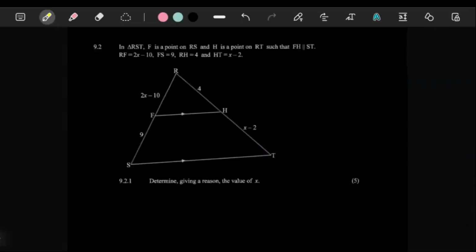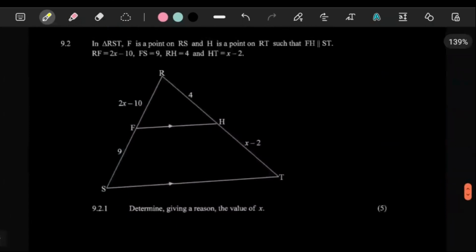For 9.2, it says here it's a 5-mark question. It's a lot of marks all at once. So the idea is we definitely have a sketch here where the whole proportionality theorem is going on, because there's a line in the middle here that is parallel to the third side of the triangle. As long as we know that, let's see, it says here in triangle RST, F is a point on RS, and H is a point on RT, such that FH is parallel to ST.